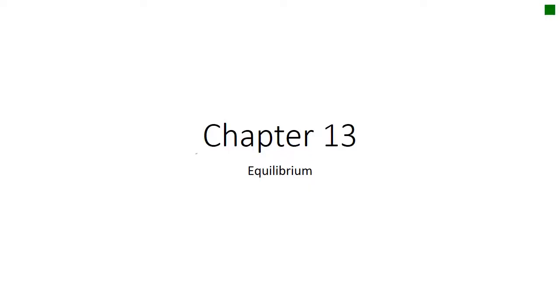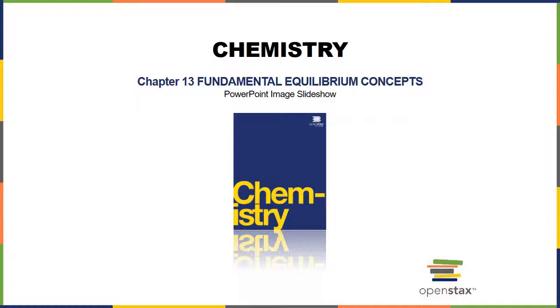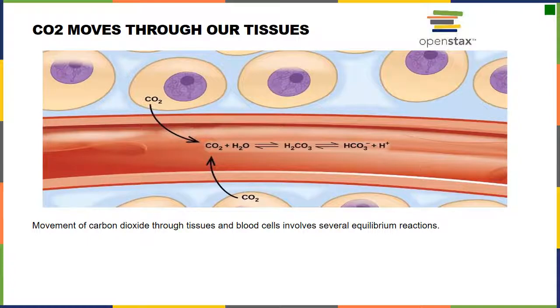Okay, chapter 13. Chapter 13 is equilibrium. Now, we saw equilibrium in chapter 12, and we're going to revisit that quickly. A lot of the processes that occur in our bodies and around us are at equilibrium.